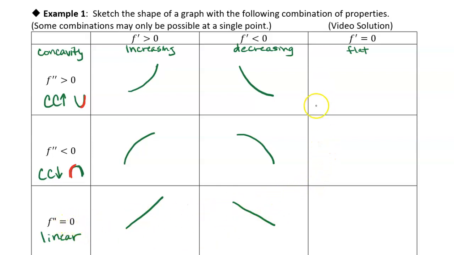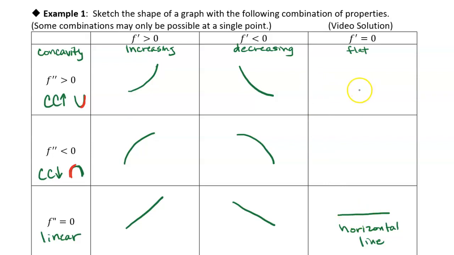All right, now let's look at this bottom case first. Now, if both the first and second derivatives are 0, that means there's no curvature and it's not increasing or decreasing, so the function would just look like a horizontal line. So this is a horizontal line. All right. Now these other two cases are a little bit different.